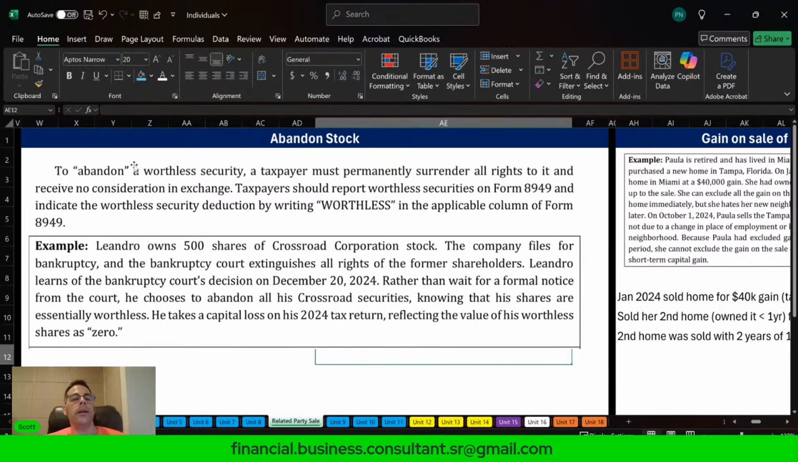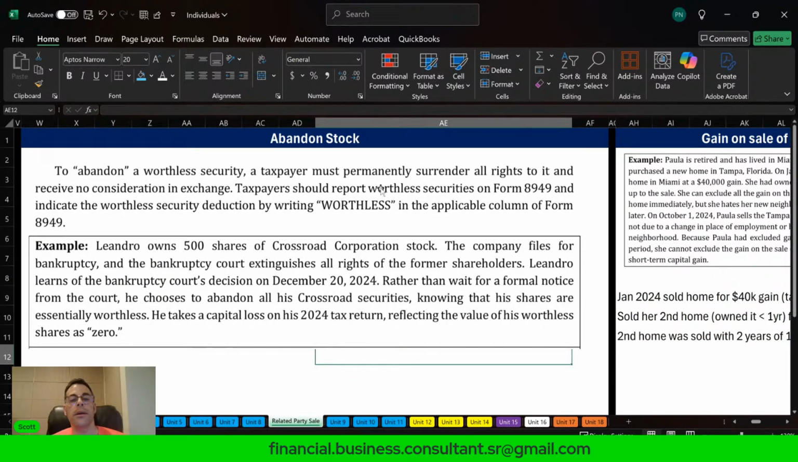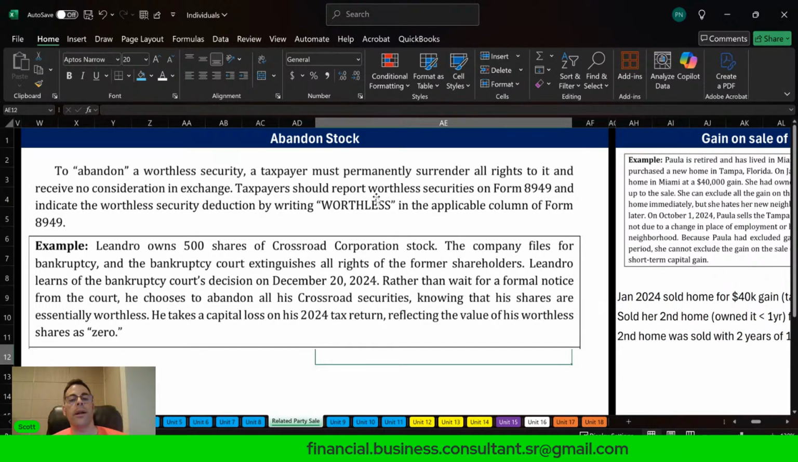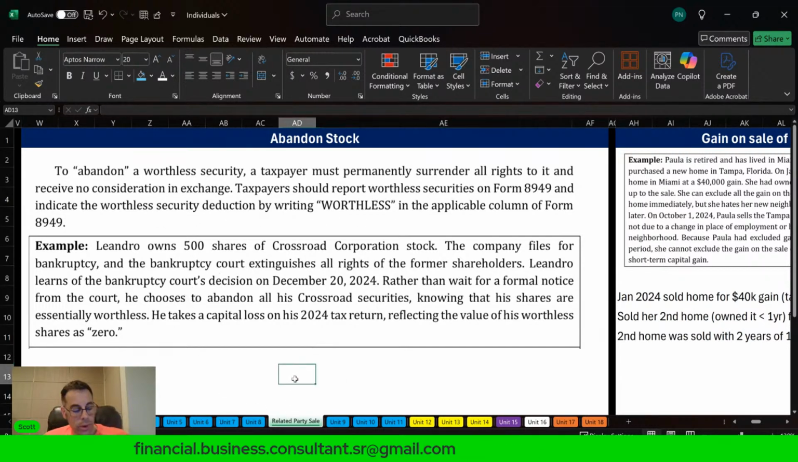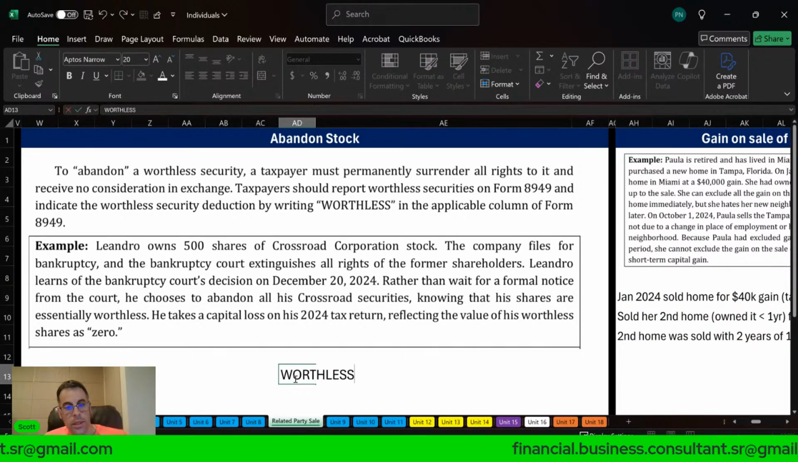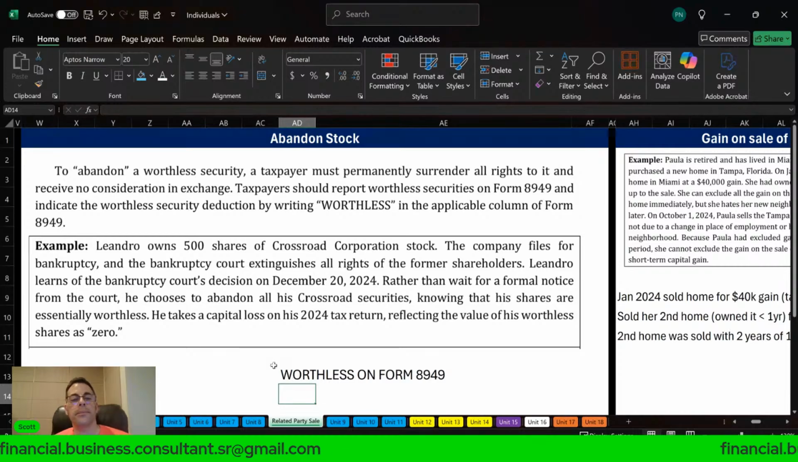Okay, so to abandon a worthless security, a taxpayer must permanently surrender all rights to it and receive no consideration, no money for it. They have to report the worthless securities on Form 8949 and indicate the deduction by writing the word worthless. So they actually have to write worthless on Form 8949. So your CPA would do this.